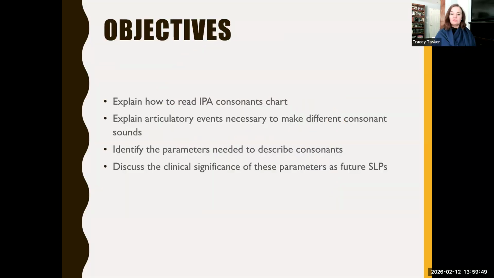Okay, so our objectives for today are to talk about where consonants sit in the IPA consonant chart. We're going to talk about the different ways that we produce consonants with our articulators. We're going to talk about the way we describe consonants. And we're going to talk about the clinical significance of these parameters that we use to talk about consonants, as some of you are planning to be SLPs in the future. So this is a clinical phonetics class. I want to make sure you see how this fits into our practice.